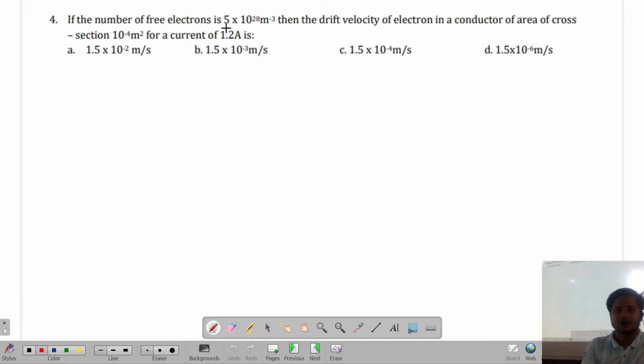This time the number of free electrons is given. Find the drift velocity of electron in a conductor of area of cross section 10 to the power of minus 4 meter square for a current of 1.2 ampere. Easy. I is equal to NEAv. Yes or no?